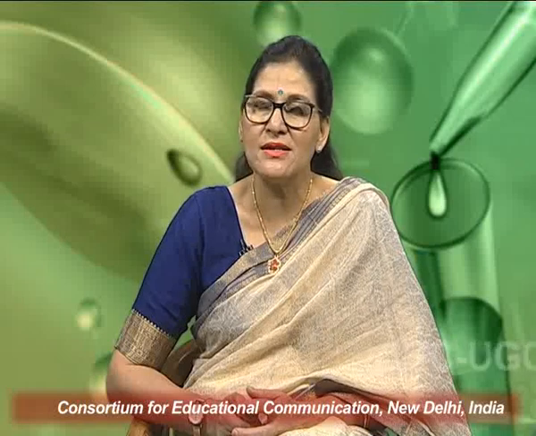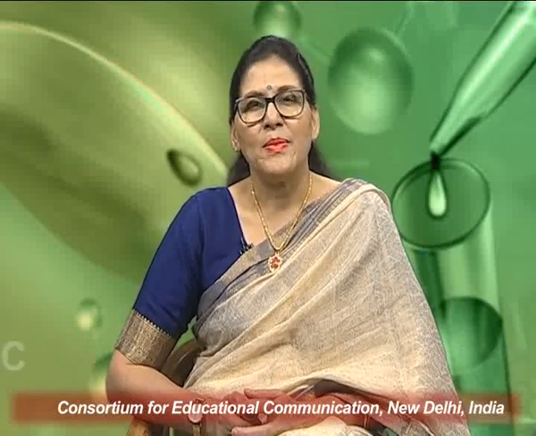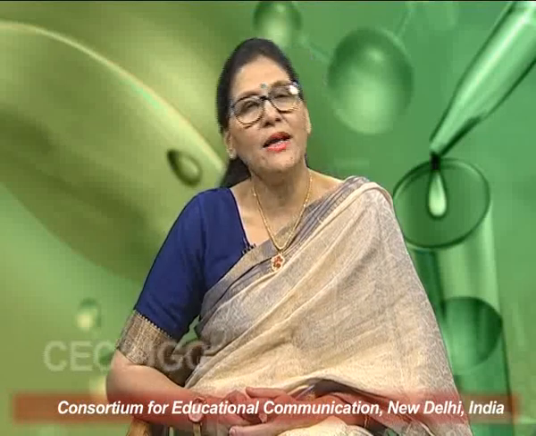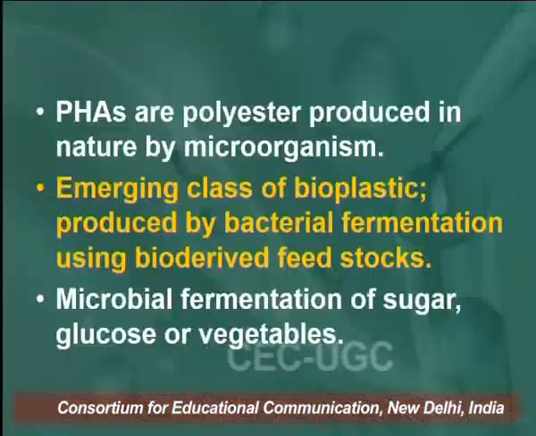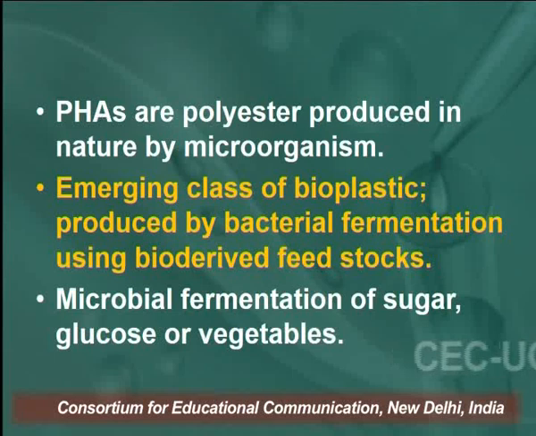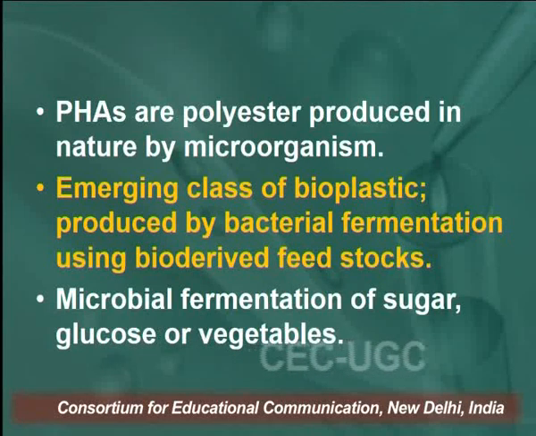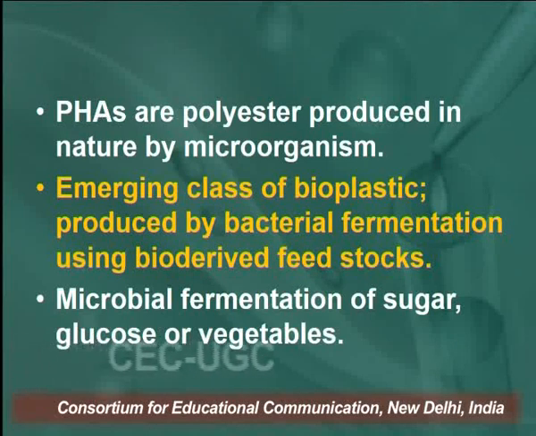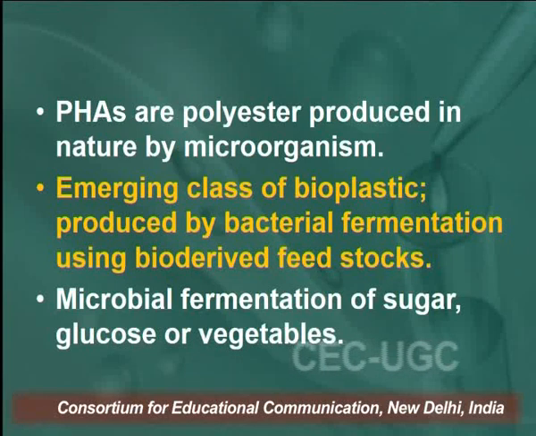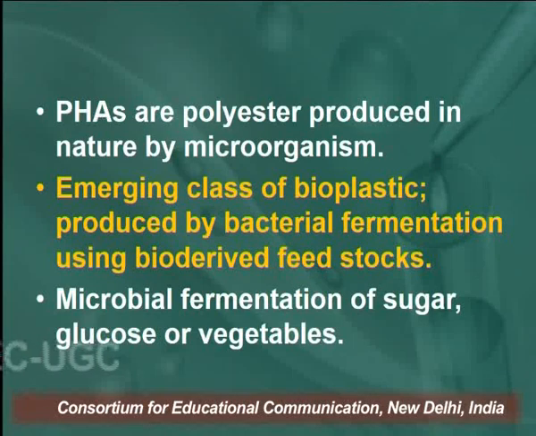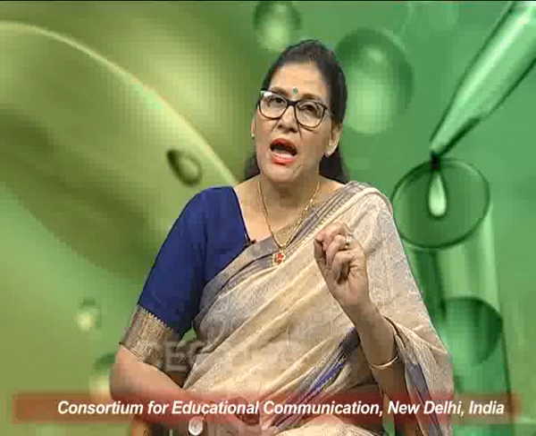Polyhydroxyalkanoates, PHAs, are polyesters, biopolymers produced in nature by microorganisms. Learners, these PHAs are an emerging class of bioplastics produced by bacterial fermentation using bio-derived feedstocks. So, by microbial fermentation of sugars, glucose and vegetable oils, we can obtain polyhydroxyalkanoates.